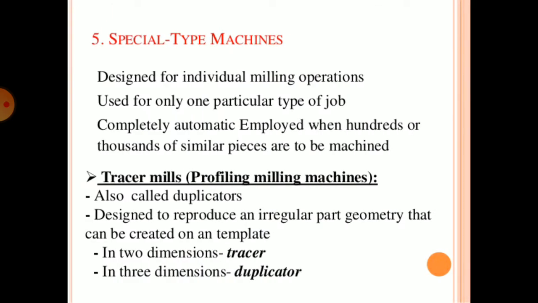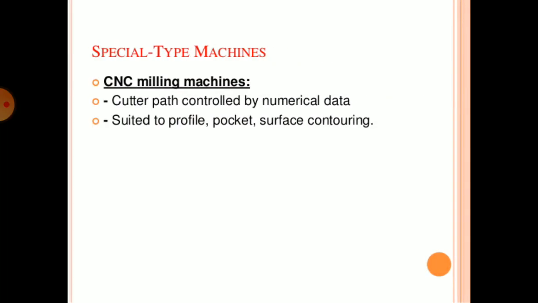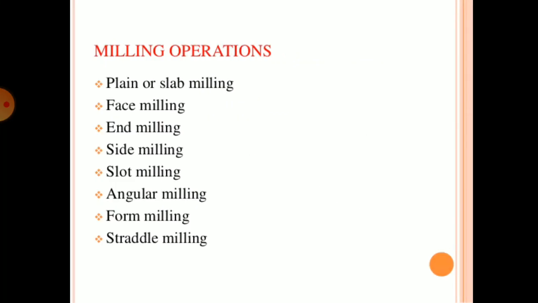Special type machines designed for individual milling operations used for only one particular type of job, completely automatic, employed when hundreds or thousands of similar pieces are to be machined. Tracer mills, profiling milling machines, also called duplicators, designed to reproduce an irregular part geometry that can be created on a template. In 2 dimensions it is called tracer, in 3 dimensions it is called duplicator. Special type machines in which CNC milling machine also comes. Cutter path controlled by numerical data, suitable to profile pocket surface contouring.